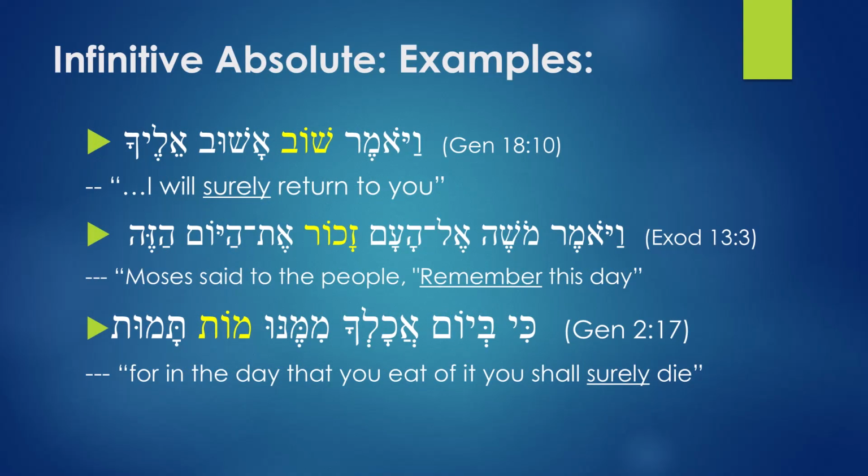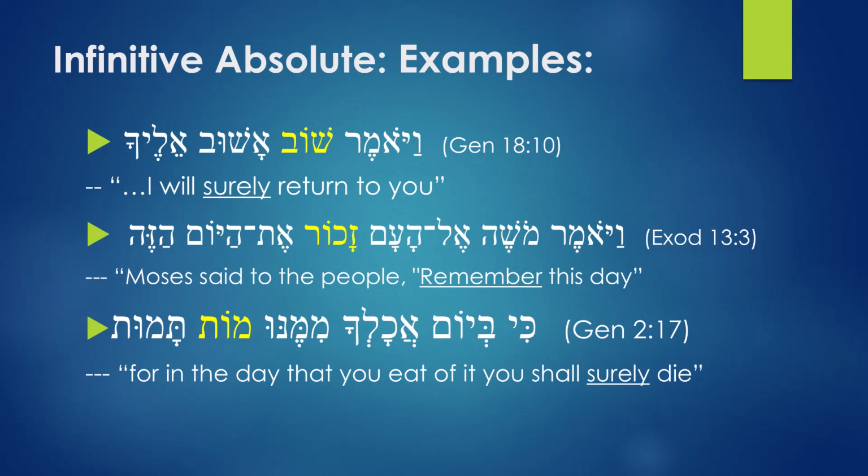Let's look at infinitive absolute examples. First one is Genesis 18 verse 10. You have the phrase Wayomer shov ashuv elecha. And that phrase means, I will surely return to you. Why am I saying I will surely return to you? Because you have an infinitive absolute standing before its cognate root. Notice the position. Position is very important. It's standing before the same root.